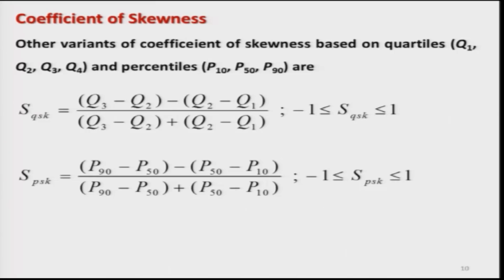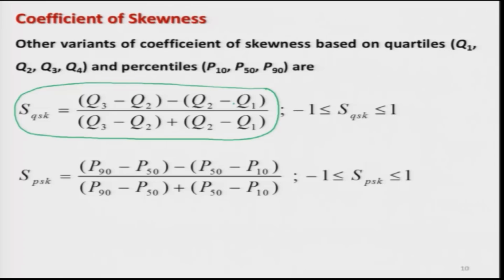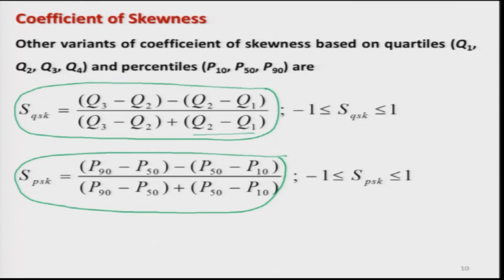So, the coefficient of skewness based on quartiles is given by like this: Q3 minus Q2 minus (Q2 minus Q1), divided by Q3 minus Q2 plus (Q2 minus Q1). And similarly, the coefficient based on percentile is given by this formula, and both these coefficients lie between -1 and +1, and they have the same interpretation as earlier. Positive value of this coefficient will indicate positively skewed curve, negative value will indicate the negatively skewed curve, and 0 value will indicate the symmetric curve.